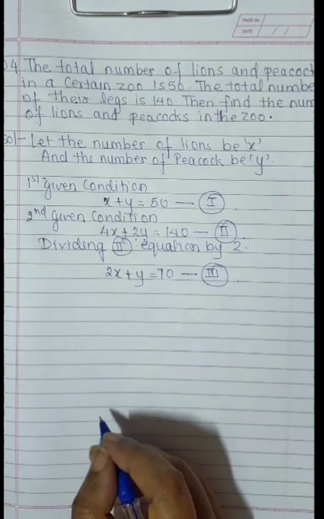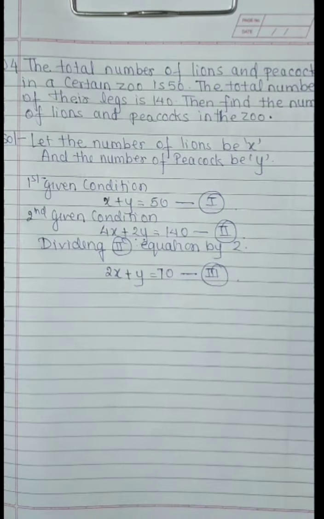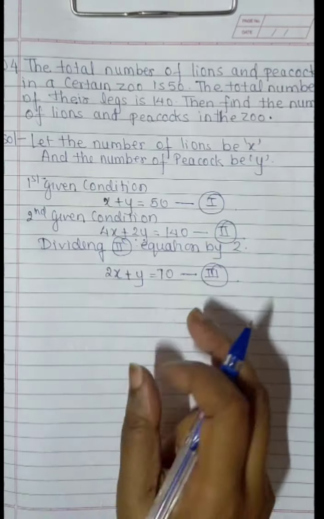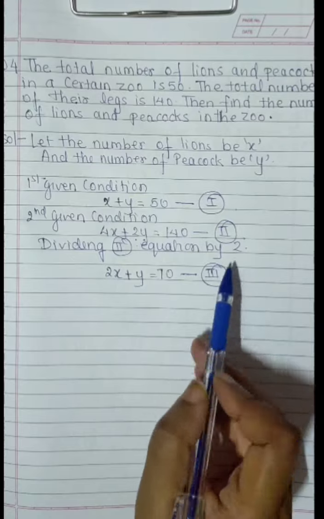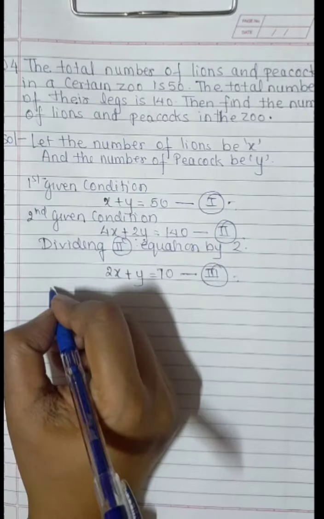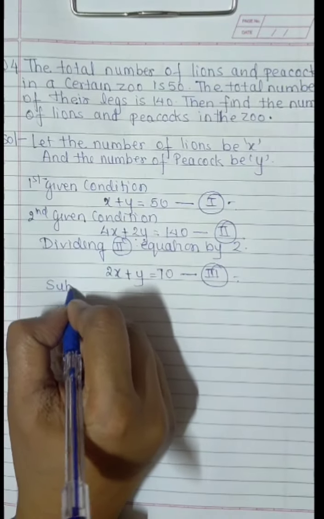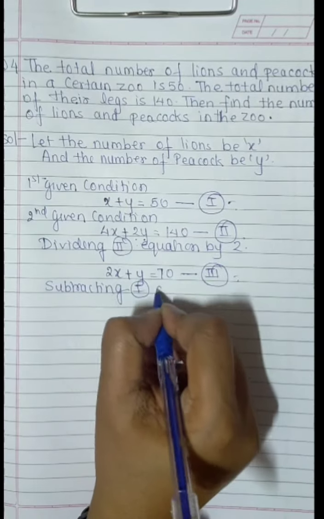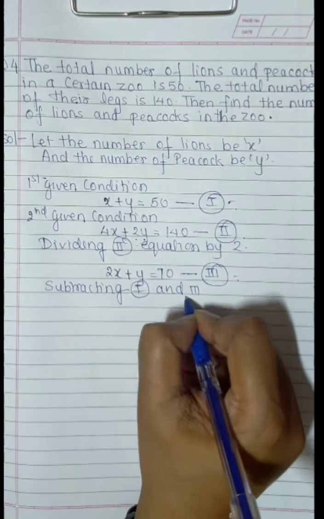Now we are going to subtract equation 1 and equation 3. These two equations we are going to subtract to get the value of X. So I am subtracting first and third equation.